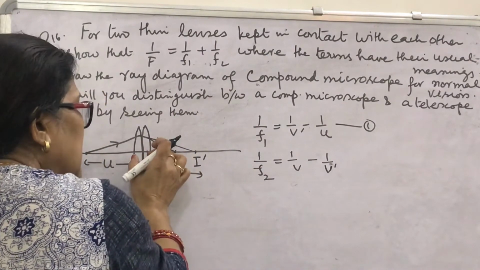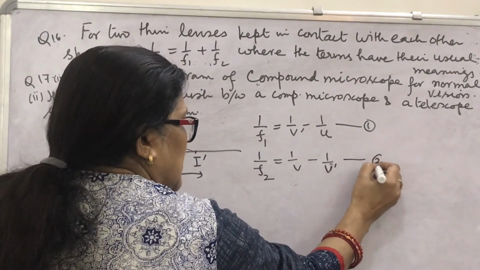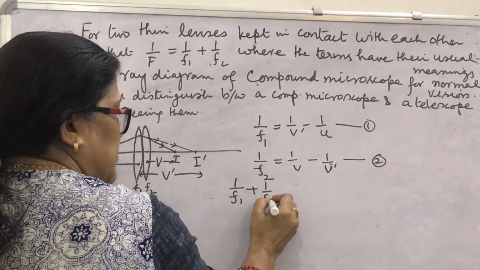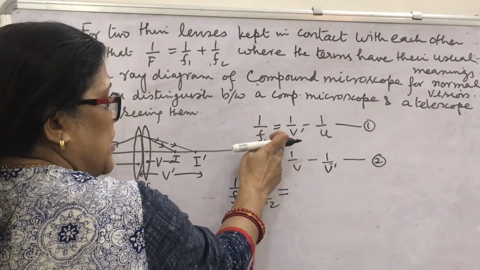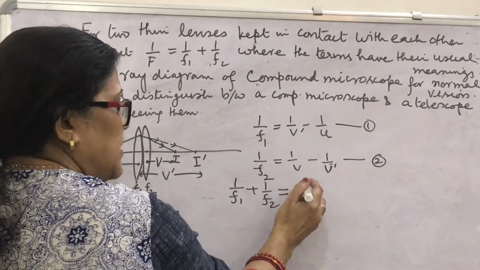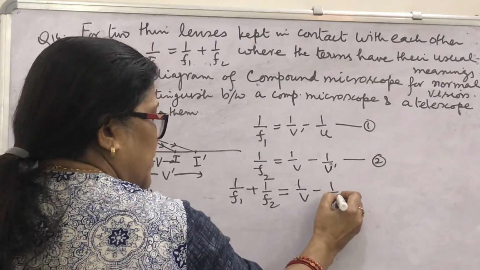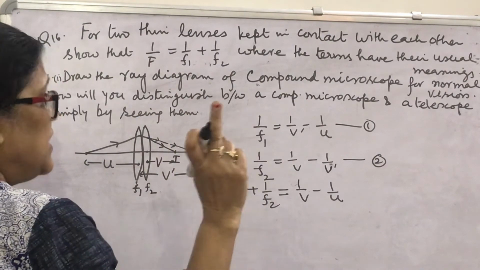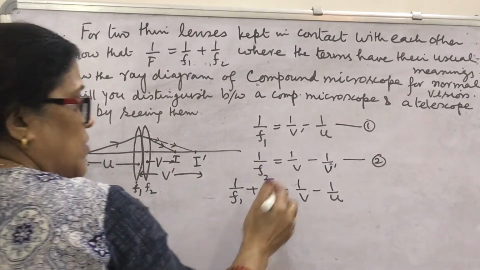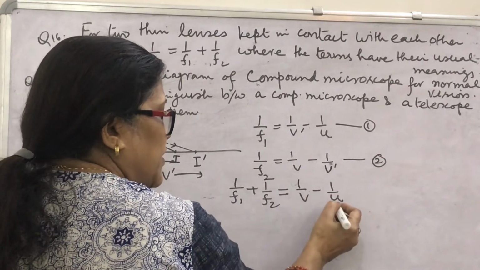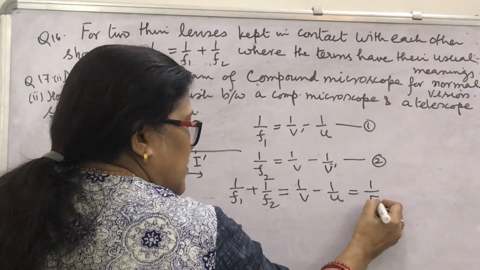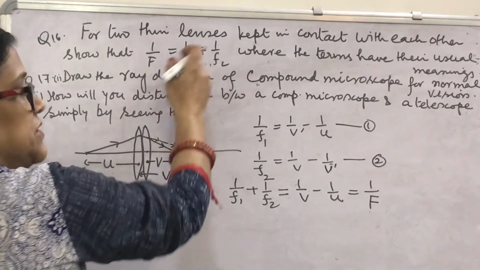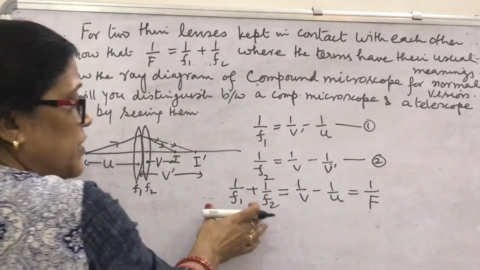Since these two lenses are combined, you have to add these two equations. After addition, what will you get? 1 upon f1 plus 1 upon f2 equal to, look here, this 1 upon v dash and minus 1 upon v dash will be cancelled. What are you getting? 1 by v minus 1 upon u. If you replace these two lenses by a single lens of focal length f, then in place of 1 by v minus 1 by u you can write 1 upon f. This is the equivalent lens of these two lenses, a single lens. So the given expression you have proved. Is it okay or not?